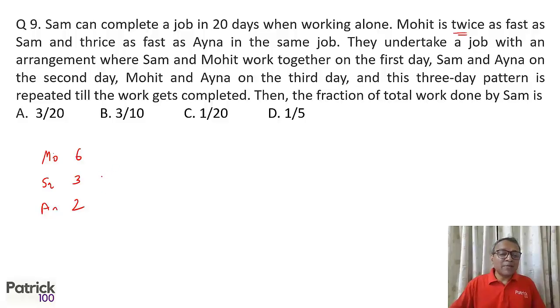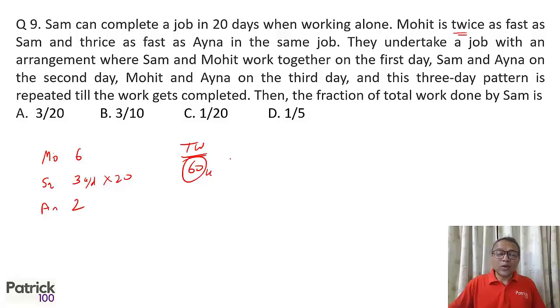Now we know Sam takes 20 days to complete the work. So Sam does 3 units per day. So 20 days, that means the total work is 60. So this is total work. Total work is 60, which is Sam does 3 units per day into 20 days, so total work is 60 units of work.